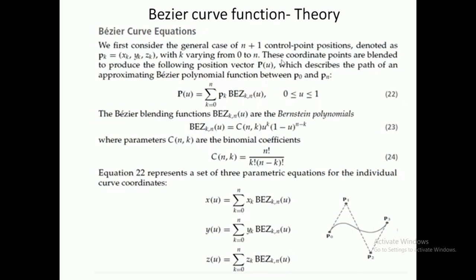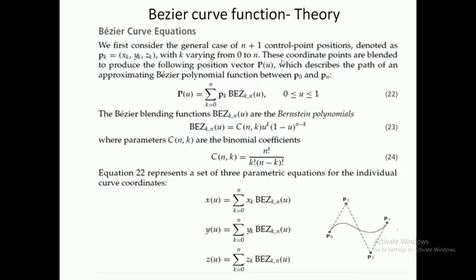Then we can have a Bezier polynomial equation of order n. That is the expectation of Bezier Curve. The n plus 1 control points are denoted as pk, that is each pk means xk, yk, zk, with k varying from 0 to n. These coordinate points are blended to produce the following position vector.